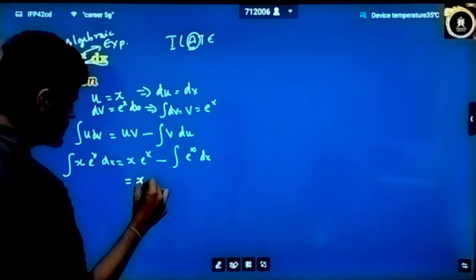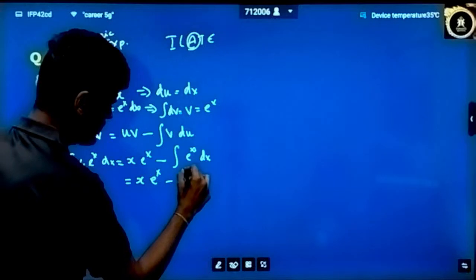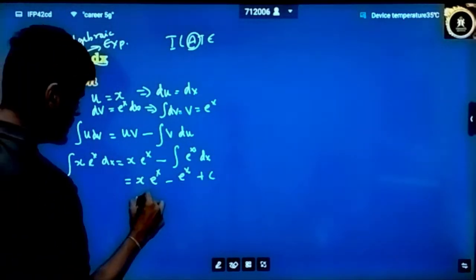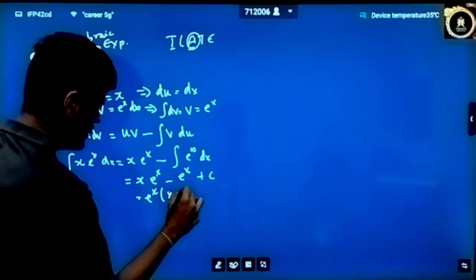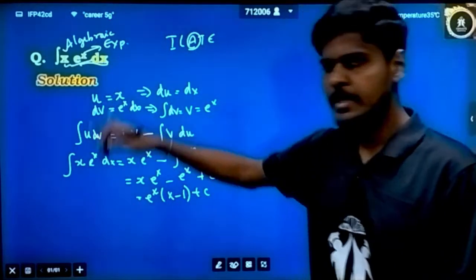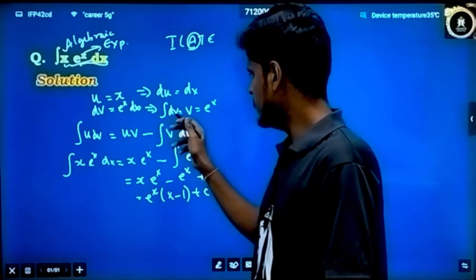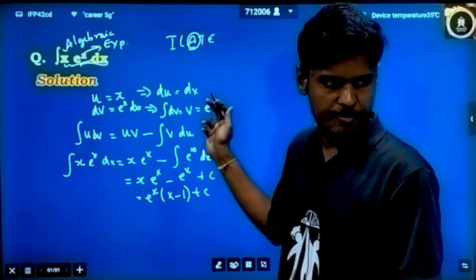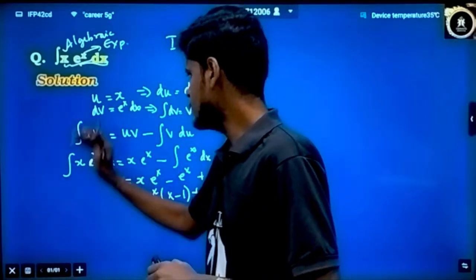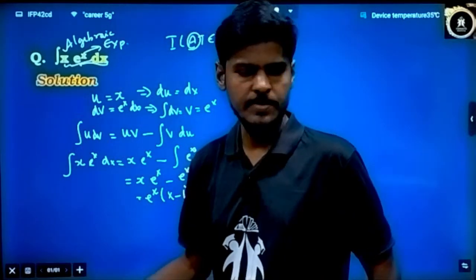So final answer is x into e power x minus integral e power x, which is e power x, plus constant. That is it. So we can write this as e power x into x minus 1 plus constant of integration. Finished. But for solving in your board exams, you should take this function as f of x and g of x. Integral dv means v, that is integral of g of x. Here it will be f dash of x. So that is how we should solve this. This is the simpler notation for understanding.